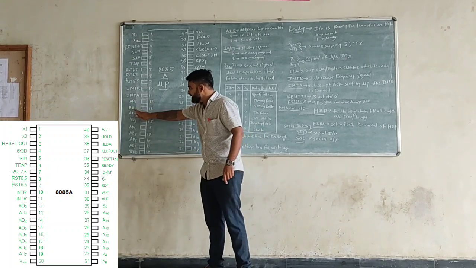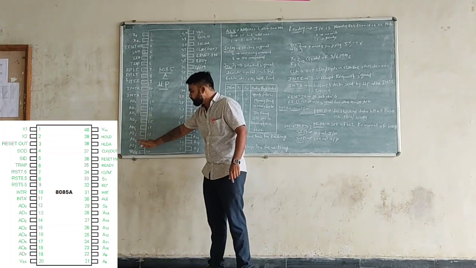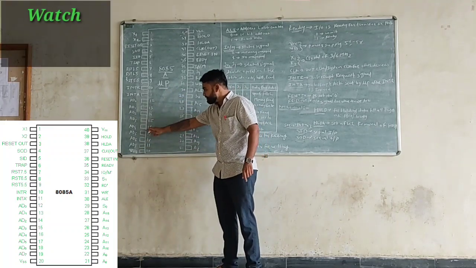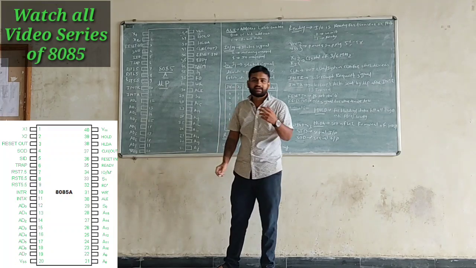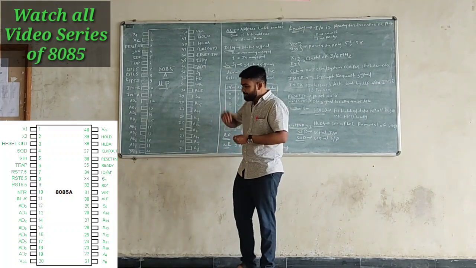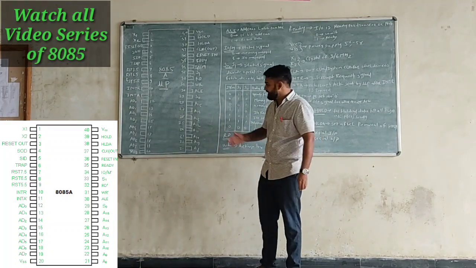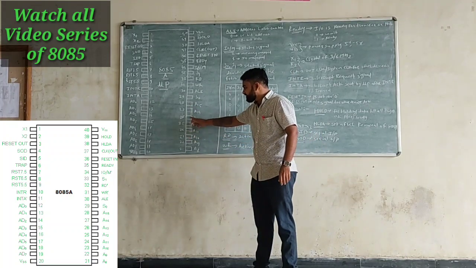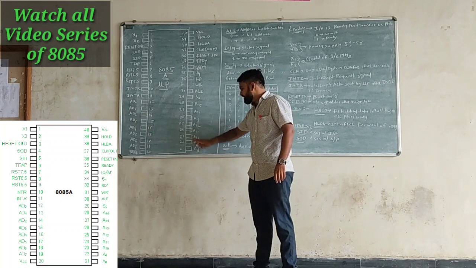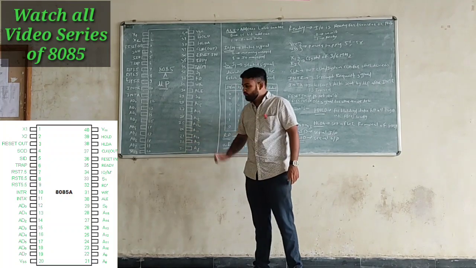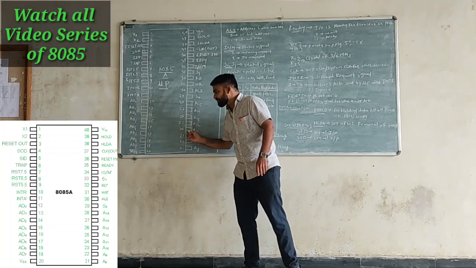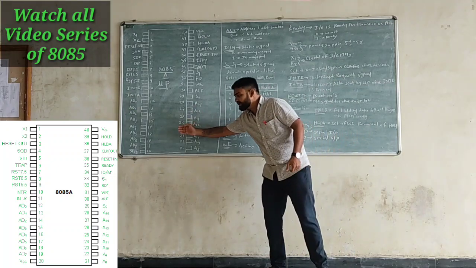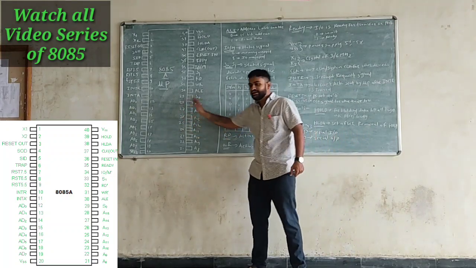So AD0, AD1, AD2, AD3, AD4, AD5, AD6, AD7 are the pins available as the address bus and data bus. The remaining 8 bits of the address bus are on the right hand side, that is A15, A14, A13, A12, A11, A10, A9 and A8. So in total these 16 pins are available as a 16-bit address bus. Among them, 8 bits we can use as a data bus also.